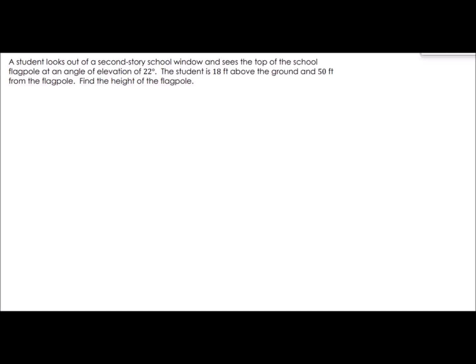One more example. It says a student looks out of a second-story school window and sees the top of the school flagpole at an angle of elevation of 22 degrees. The student is 18 feet above the ground and 50 feet from the flagpole. Find the height of the flagpole.